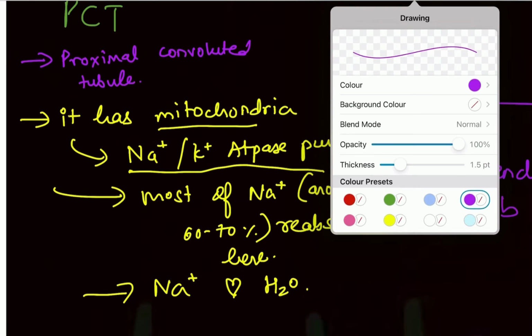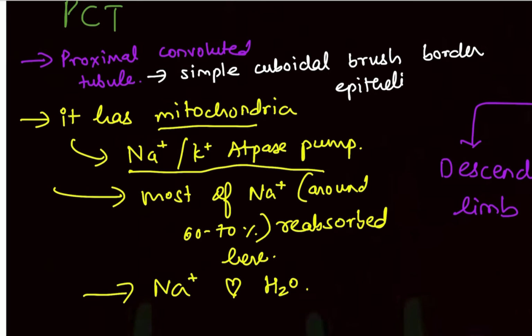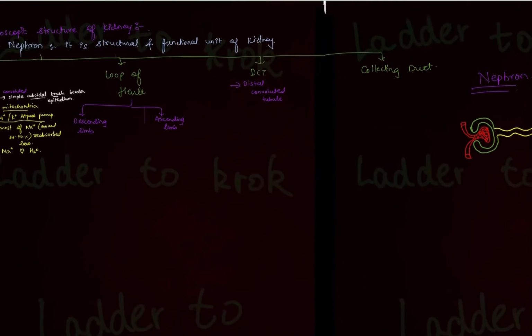Okay. Regarding histology, one thing you should remember, that proximal convoluted tubule, it is lined by simple cuboidal brush border epithelium. So it has microvilli present. Okay. Brush border is simply microvilli. So cuboid, and the epithelium is cuboidal. Simple cuboidal brush border epithelium.